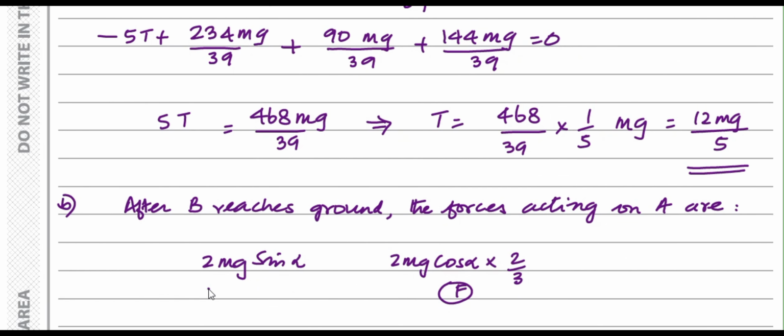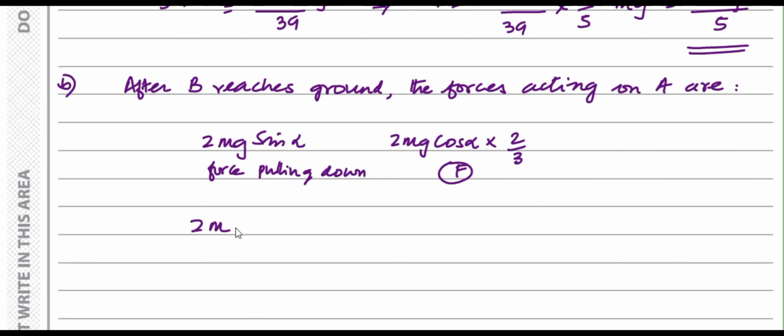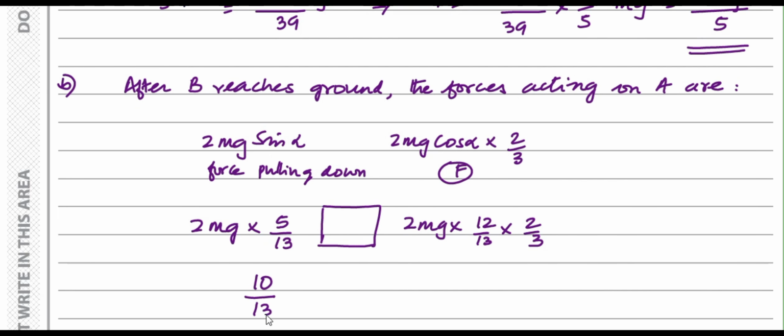Let's say the force pulling down. That is 2mg times 5 over 13, and 2mg times 12 over 13 times 2 over 3. Now let's figure out which one is greater here. This is 10 over 13 mg, and this is 48 over 39 mg.